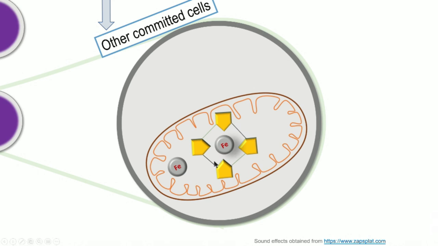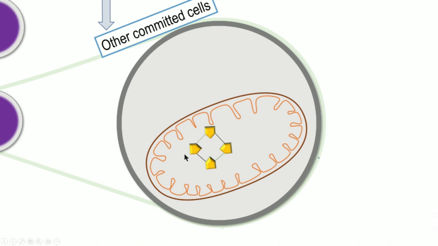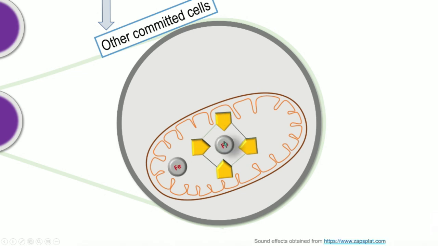Now in iron deficiency anemia, what will happen? Of course, this ferrous will be deficient. So iron is deficient, so this heme will not be formed. When heme will not be formed, ultimately what will happen? Hemoglobin will not be formed. So the process of hemoglobin synthesis will be impaired in iron deficiency anemia because of improper heme synthesis.